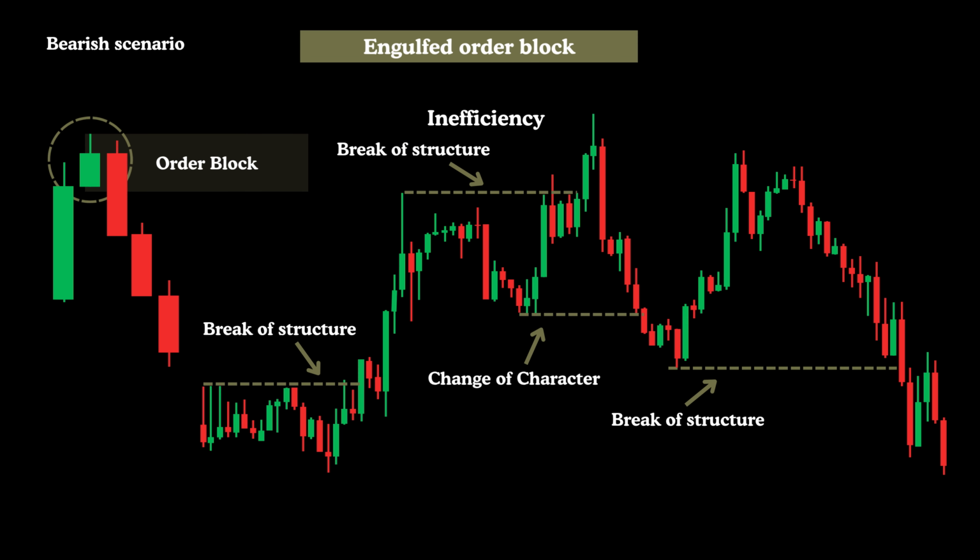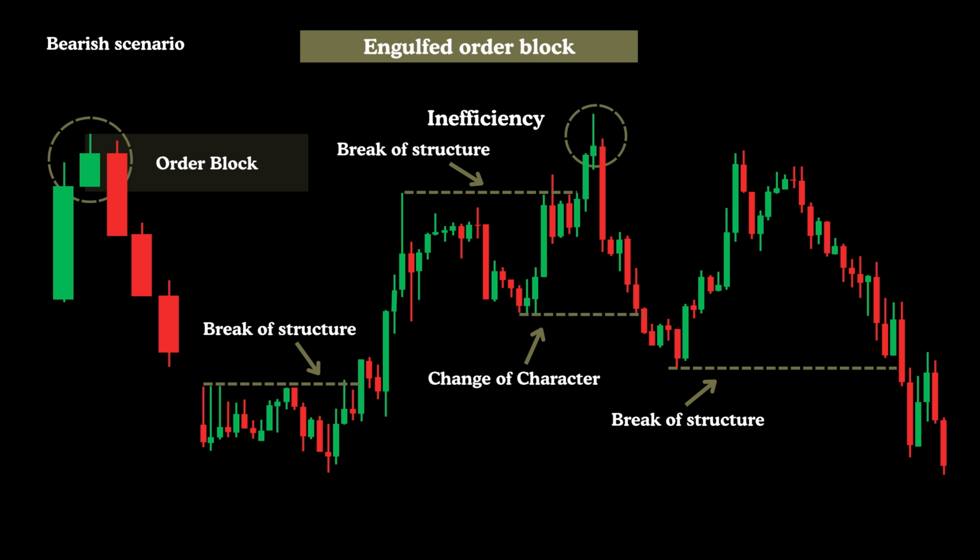In this example, we observe a shift in the market structure as price breaks below the support, indicating a change in character from the prior uptrend. The candle we're examining is the last bullish one before the price turned bearish. Its full body is engulfed by the bearish candle that follows, confirming aggressive bearish intent.